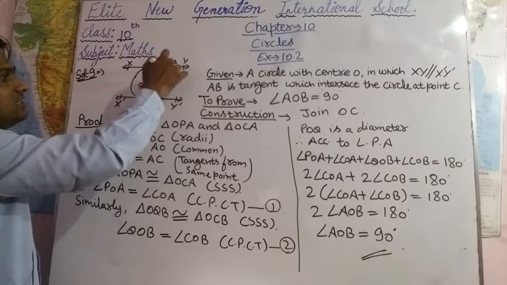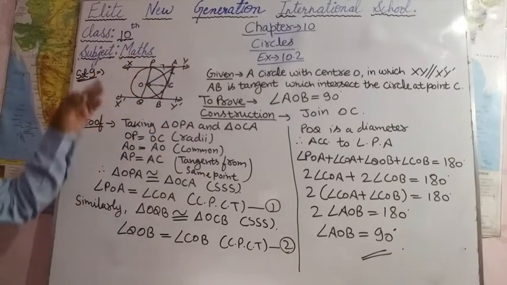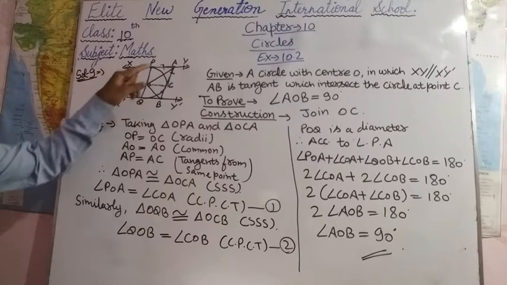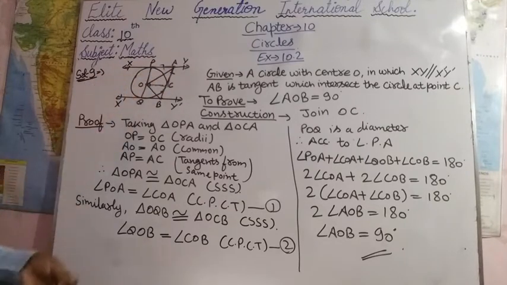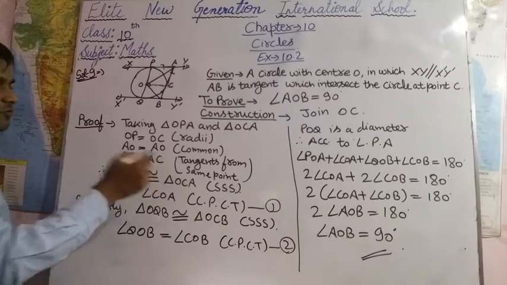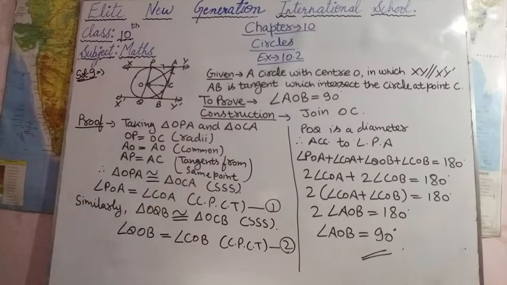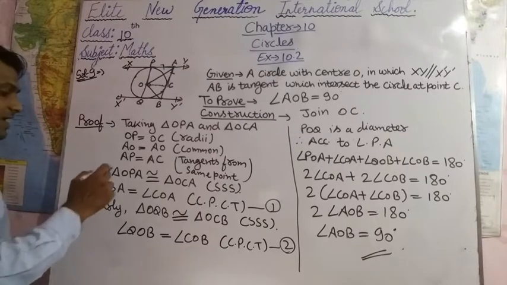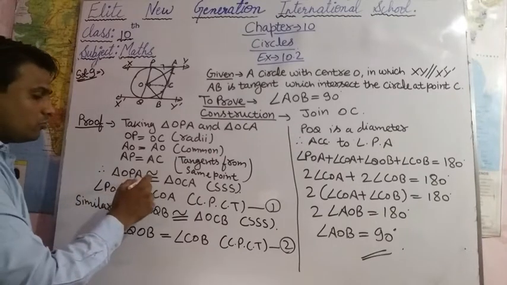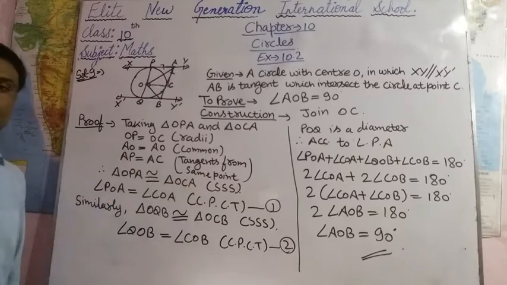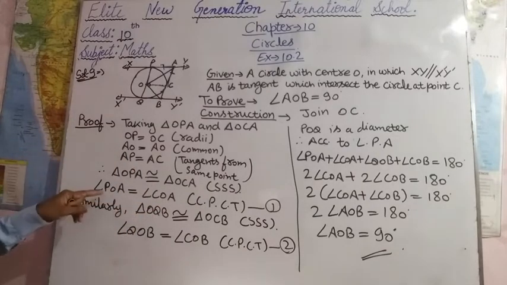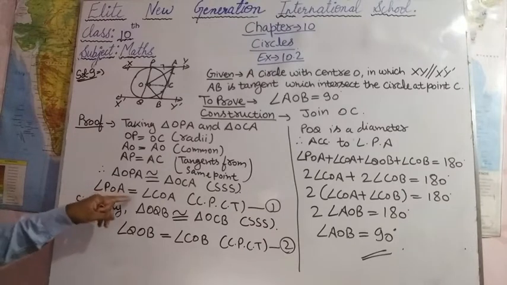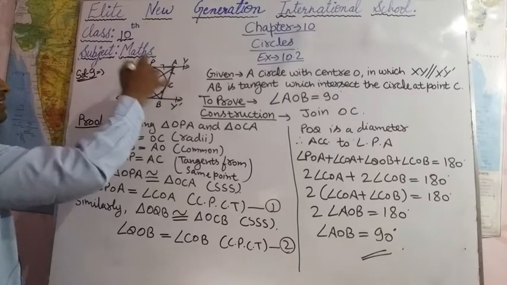These are tangents from the same point. We have done this in the theorem: two tangents from the same point to the same circle are equal in length. Therefore AP equals AC. Therefore triangle OPA is congruent to triangle OCA by SSS. If triangles are congruent, then by CPCT angle POA equals angle COA. So these two angles are equal.